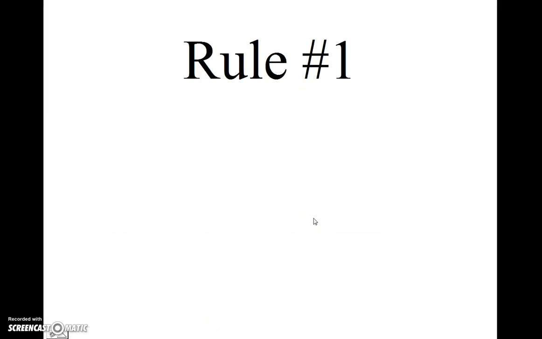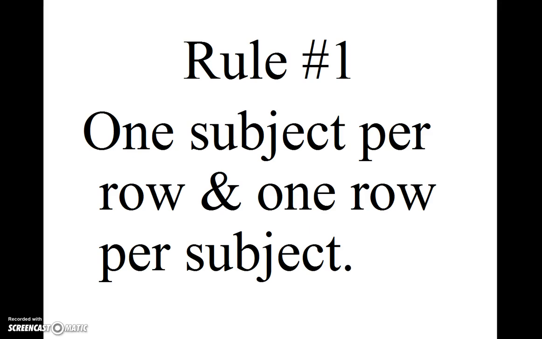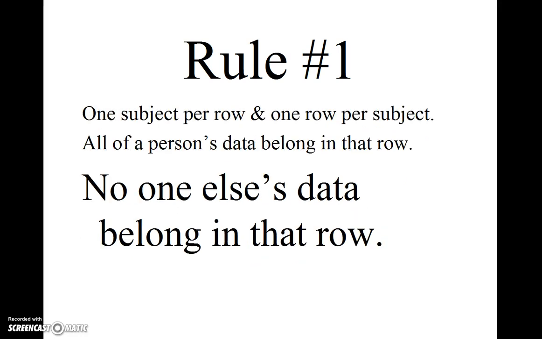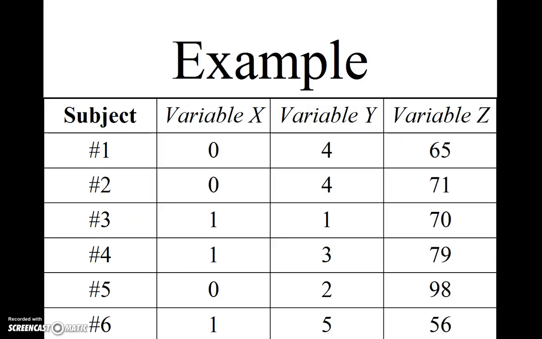There are two important rules for this coding. The first rule is one subject per row and one row per subject. In other words, all of a person's data belong in that same row, and no one else's data belong in that row. Notice here that this row has all of our first subject's data.